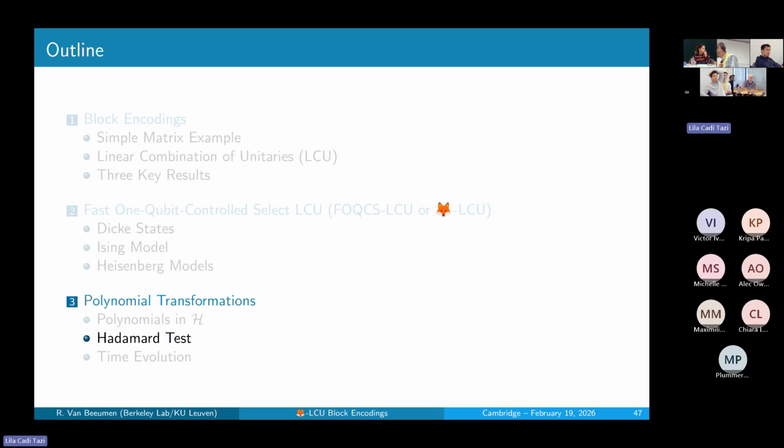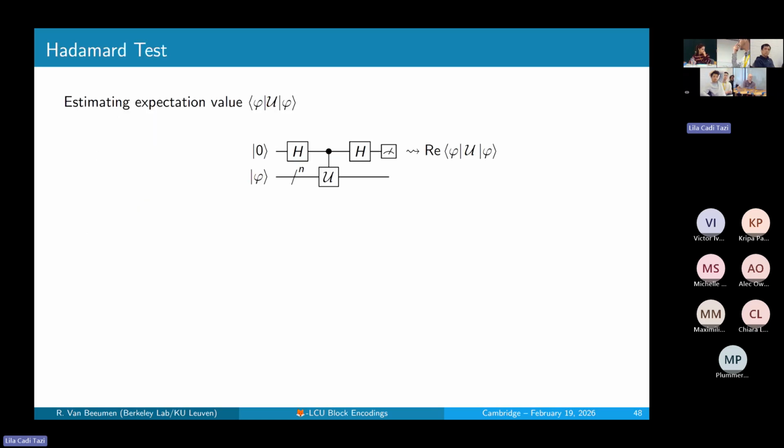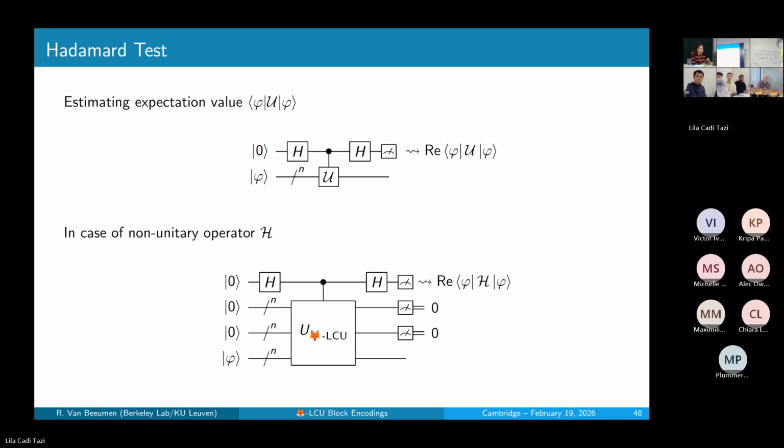Okay, so a few last examples. First, the Hadamard test. The Hadamard test is a standard quantum circuit for estimating the expectation value. Here, what we do is we add one extra ancilla qubit, apply a Hadamard gate, a control U, and then apply the Hadamard gate again. And then we get the real part out of it. We can also get the imaginary part if we measure, I think, in the Y basis. But that's not so important now. In case that H is a non-unitary operator, what we can do is embed that in a block encoding.